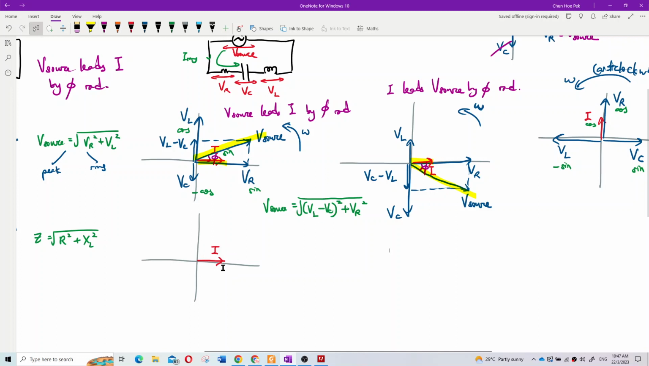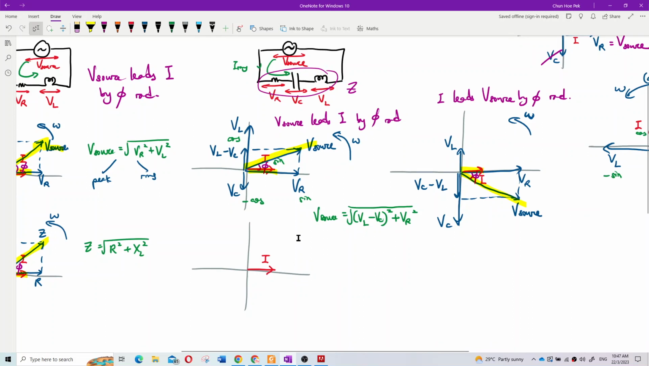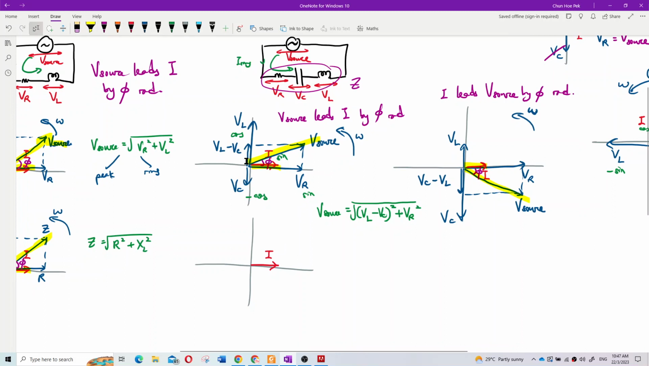Okay. So how about this? If I want to find the impedance for the whole thing, Z, how? I also need the phasor diagram, and I also need to see whether XL is longer or XC is longer. Same thing. VR we translate to R, VL translate to XL, VC translate to XC. So this one is XL longer. So XL minus XC. Then here we have the Z.